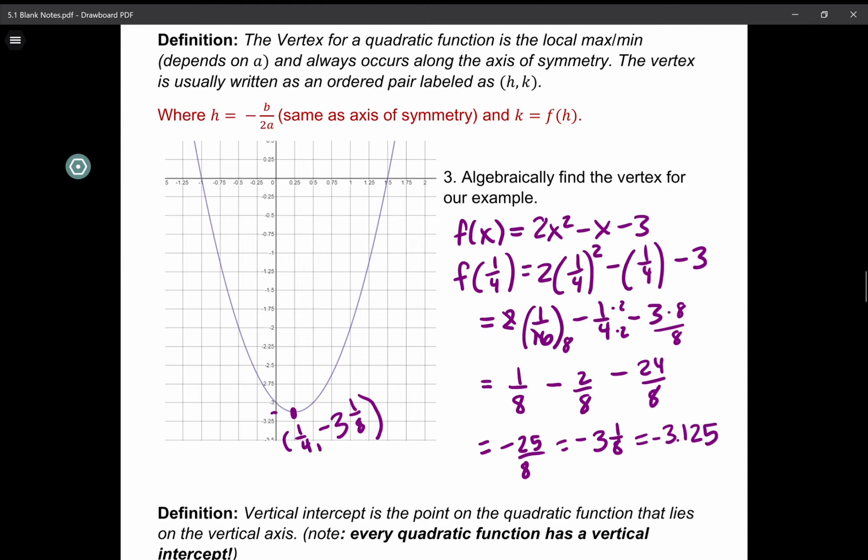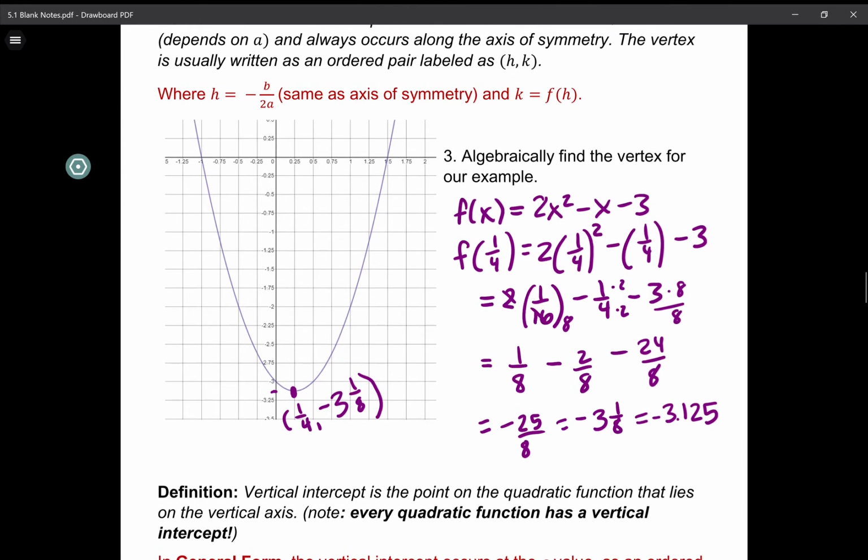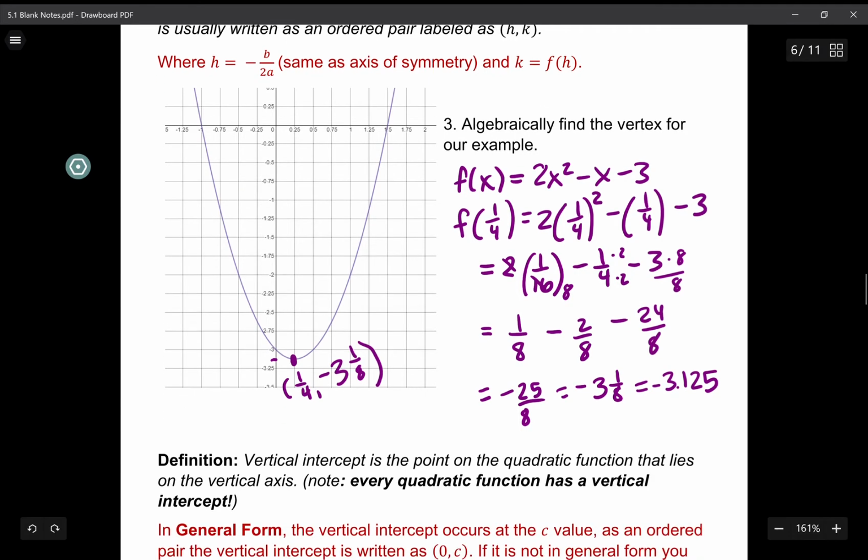All right, so we're rolling along now. We found the maximum or min value. We found if it's a max or min. We found the vertex. We found the axis of symmetry. Let's find the vertical intercept. Well, in this one, you can kind of read it right off. I think it's going to be at -3.